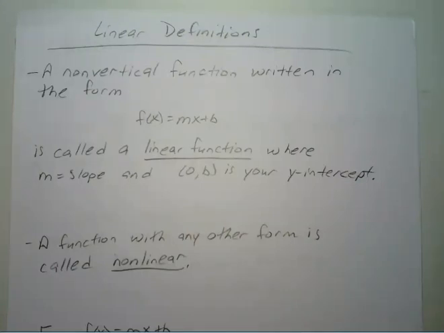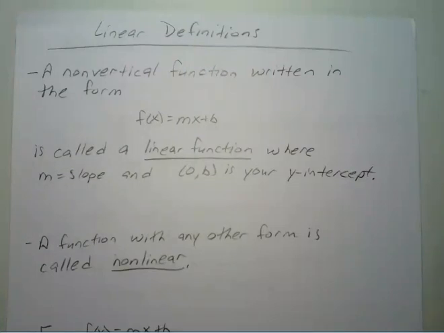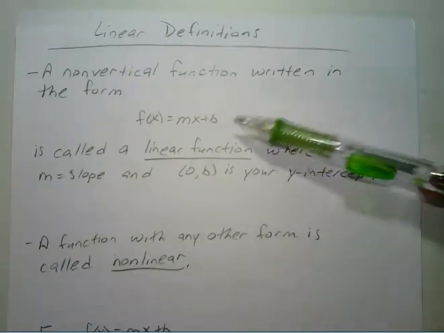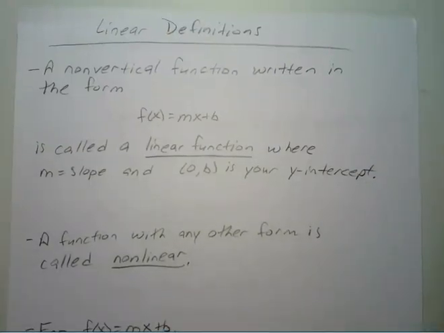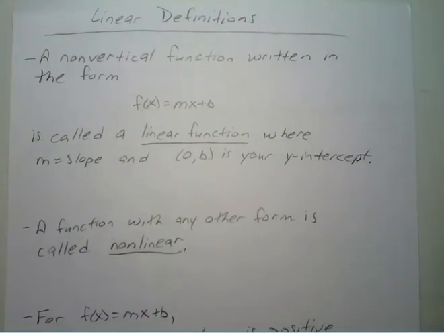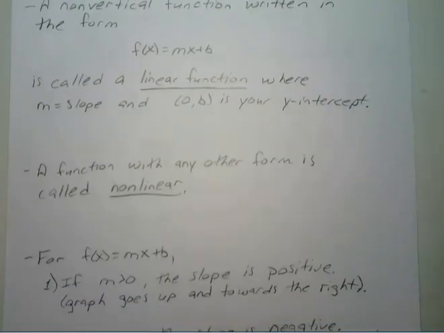Okay. So if you have a non-vertical function written in the form f of x equals mx plus b, that is called a linear function, where your m is your slope and the point (0, b) is your y-intercept. Okay. So if you have a function that's in any form other than this one, that would be called a nonlinear function. Okay, so nonlinear could be quadratic, it could be cubic, it could be a number of other options.